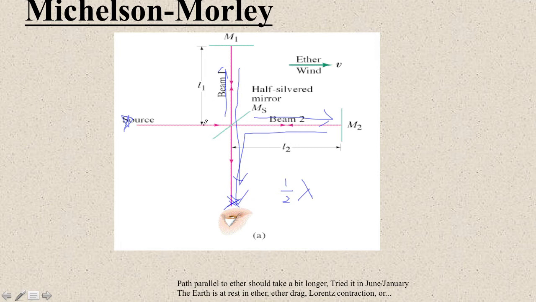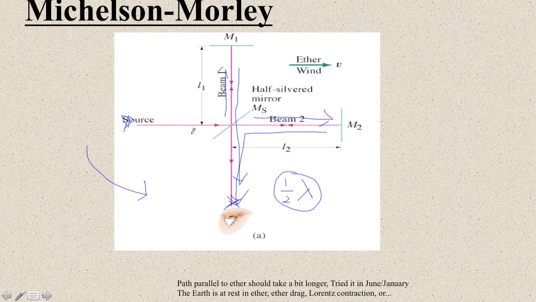What they would do is set it up, and I think these things have to rest on isolation tables. They're so sensitive, you have to float them on air. They'd take this thing, set it up, and then rotate it 90 degrees so that this path would become parallel to the ether and this would be perpendicular. They'd trade places. When they traded places, the path change would be larger than half a wavelength. They knew this, okay?